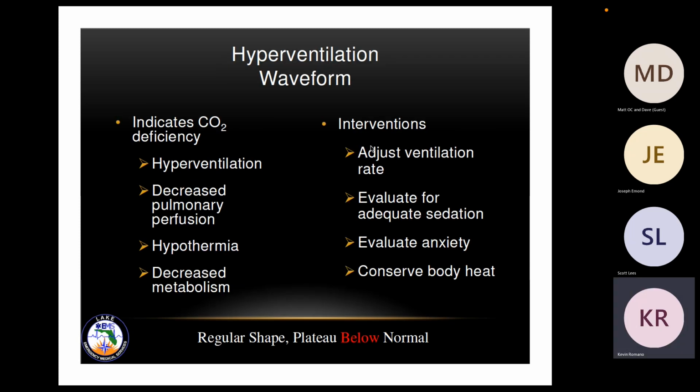All right. So interventions for hyperventilation: adjust the ventilation rate. So that's all we have to do. Decrease pulmonary perfusion. Evaluate for adequate sedation. Is the patient sedated enough? Do we need to give more fentanyl, more Versed, depending on blood pressure? Do we need to increase our propofol during our transport? If we've got fentanyl and Versed drips running, the normal is usually 100 of fentanyl an hour and 5 of Versed an hour. Do we need to increase those during our transport?